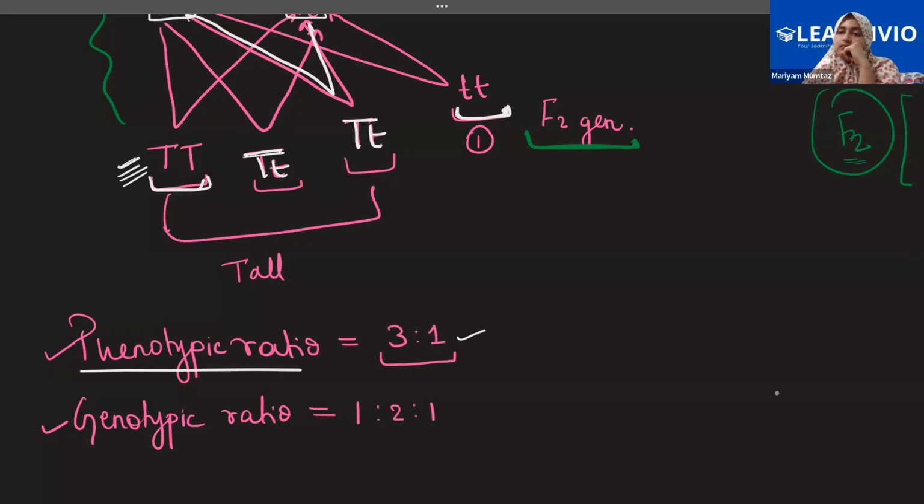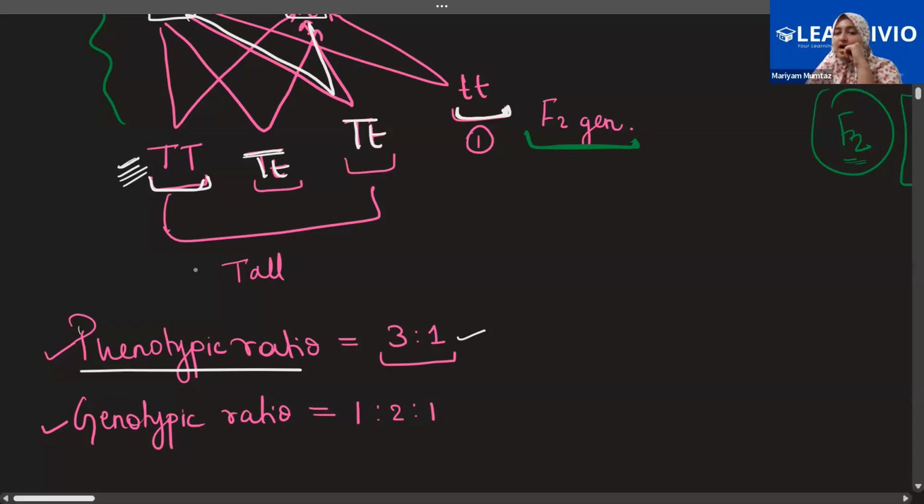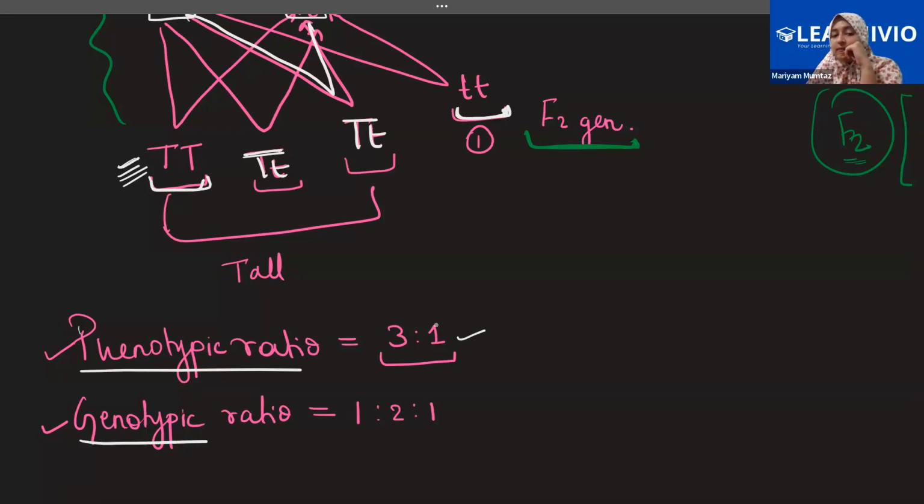Yes. How? Because in three of the genotypes, T is dominant. No, I'm talking about the phenotypic ratio. How is the phenotypic ratio coming out to be 3:1? Because three of them are going to be tall, and one is dwarf. Yes, 3 of them are tall and 1 is dwarf, so the ratio comes out to be 3:1. And the genotypic ratio comes out to be 1:2:1. Now tell me, is this justified? Is it right or wrong? Yes, it's right. Correct, because one of them is homozygous dominant, 2 of them are heterozygous, and 1 is homozygous recessive.